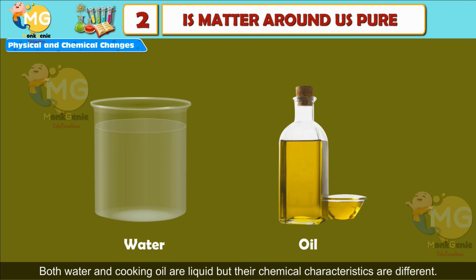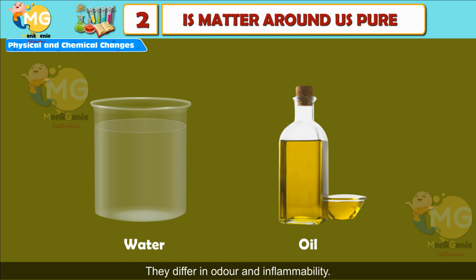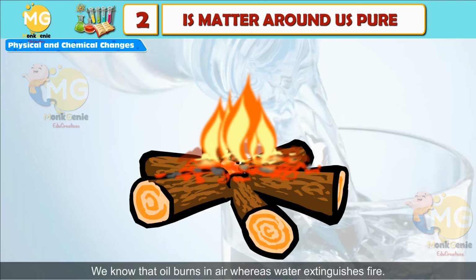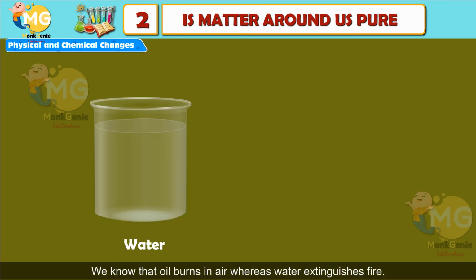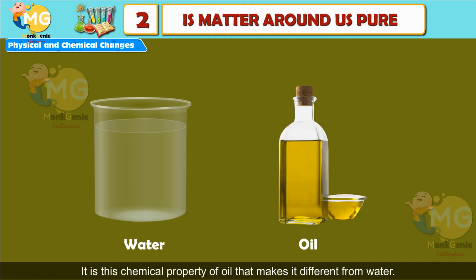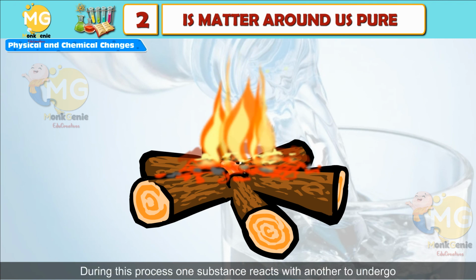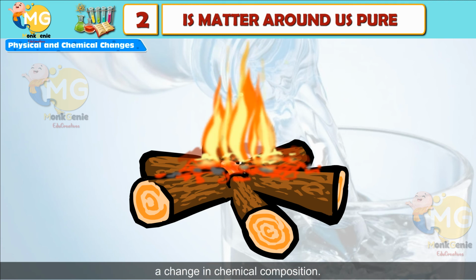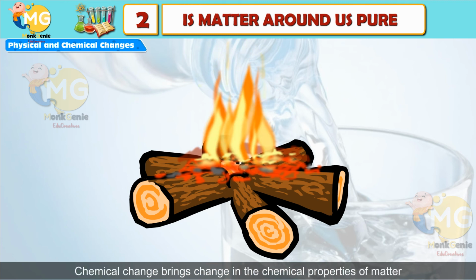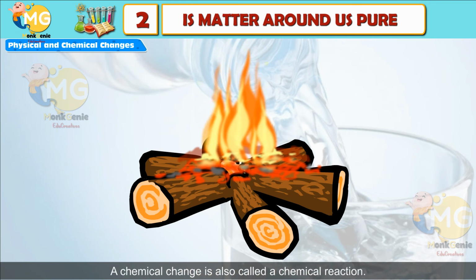Both water and cooking oil are liquid, but their chemical characteristics are different. They differ in odor and inflammability. We know that oil burns in air, whereas water extinguishes fire. It is this chemical property of oil that makes it different from water. Burning is a chemical change. During this process, one substance reacts with another to undergo a change in chemical composition. Chemical change brings change in the chemical properties of matter and we get new substances. A chemical change is also called a chemical reaction.